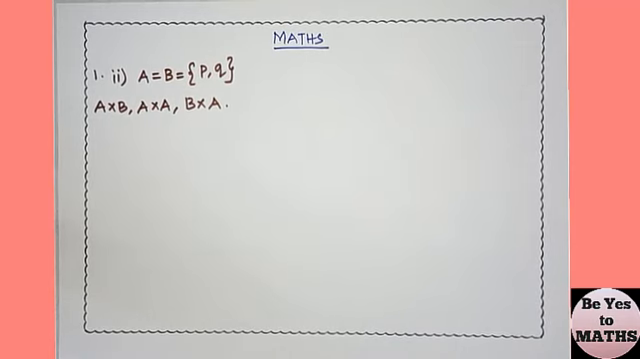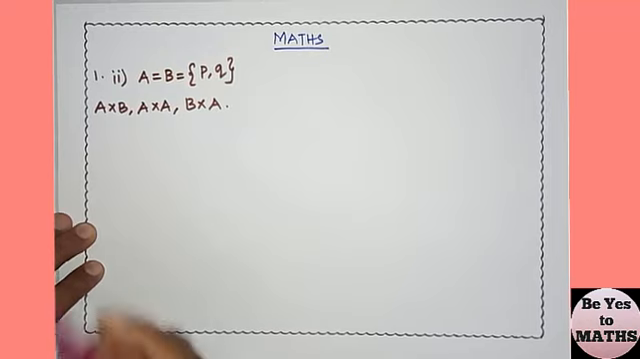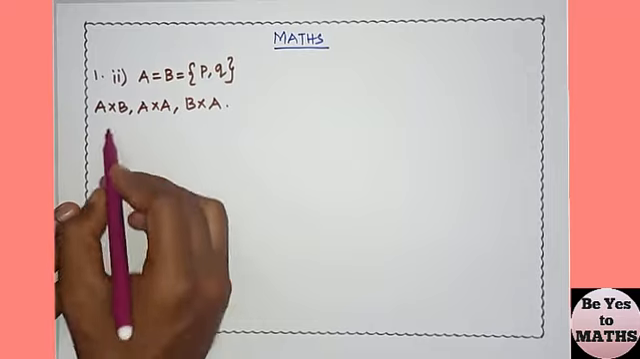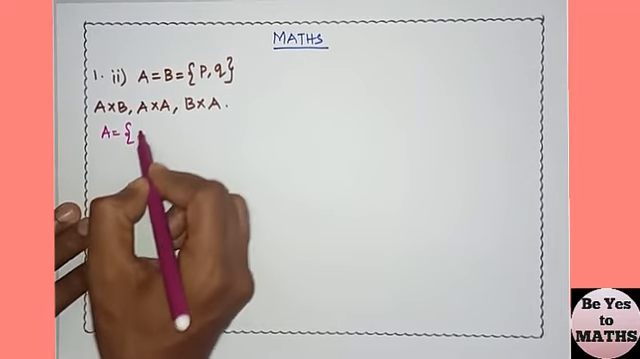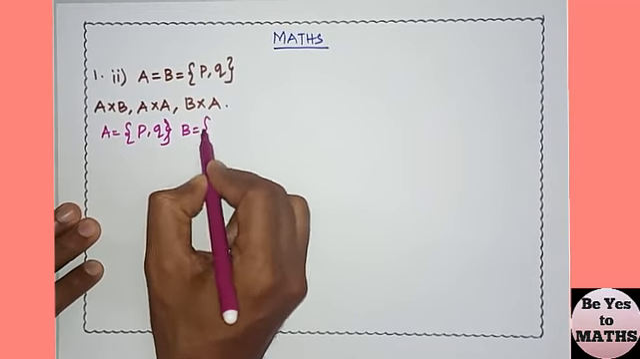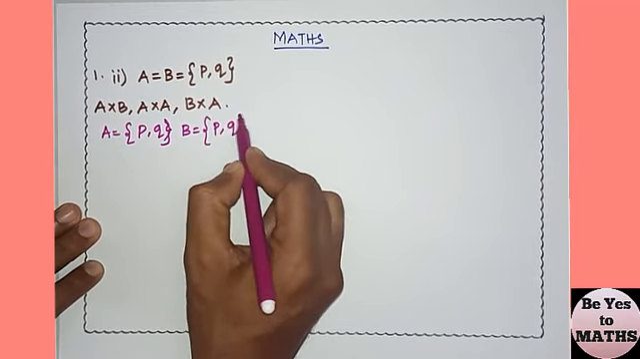Here the second subdivision from the first question is A is equal to B is equal to {p, q}, which means that A set is also p, q elements and B set is also contains p, q elements. Here we have to find out A cross B, A cross A and B cross A as usual. So first we'll write A set is p comma q and B set is p comma q.